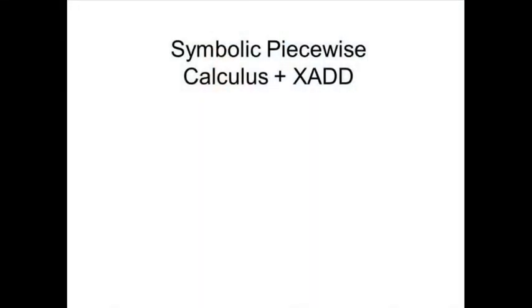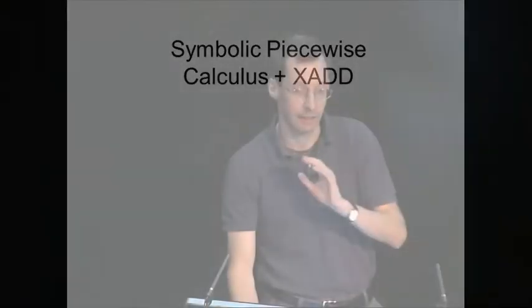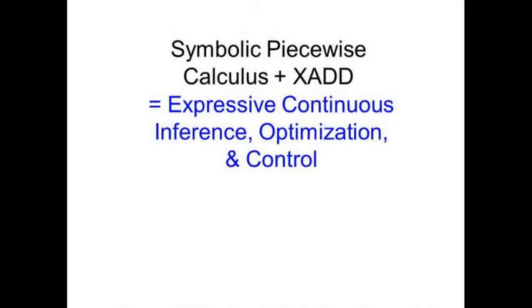Okay. So in summary, I want to just point out that the symbolic piecewise calculus plus the XADD, this crucial data structure for allowing you to maintain things compactly and exploit that compactness in operations, allows you to do very expressive continuous inference, optimization, and control. And if you've been loath to think about doing symbolic operations in the past, I want you, at the end of this talk, to actually reconsider that, because these things do often work out in practice. Okay, and with that, thank you.